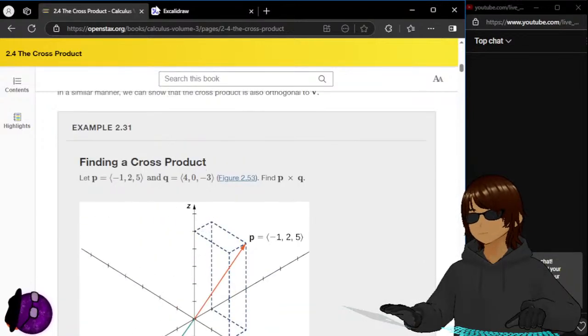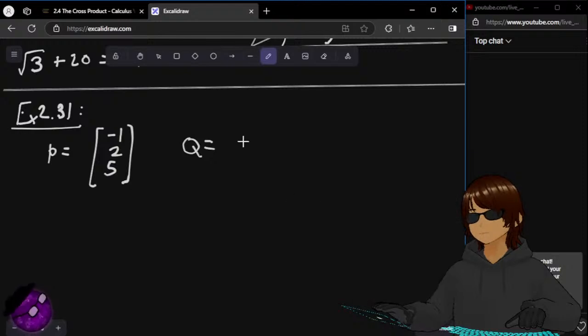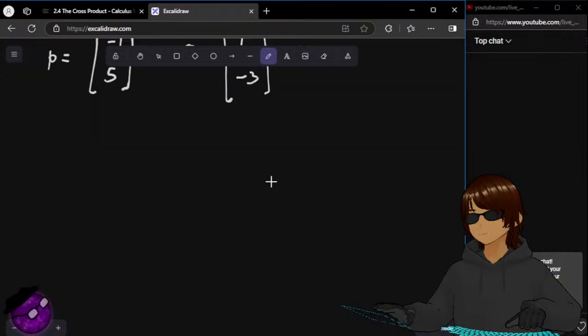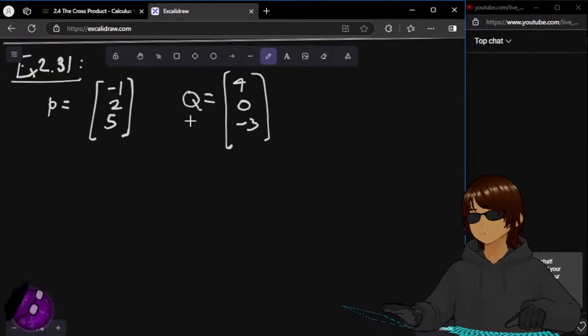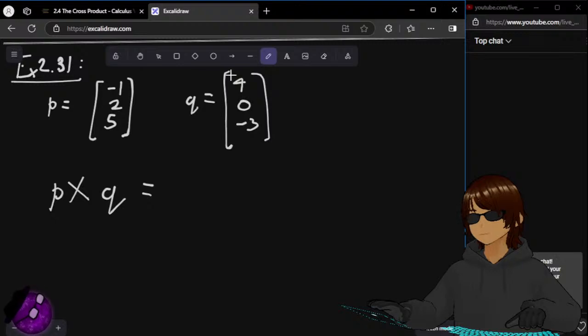Minus 1, 2, 5, and 4, 0, minus 3. So for the cross product, let's do short here. For the cross product, we have this times this minus this times this.